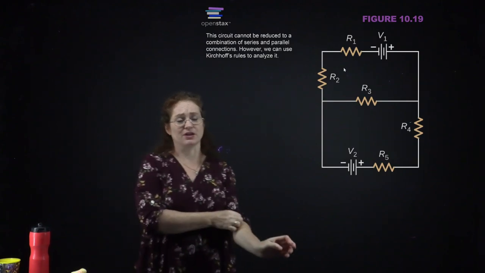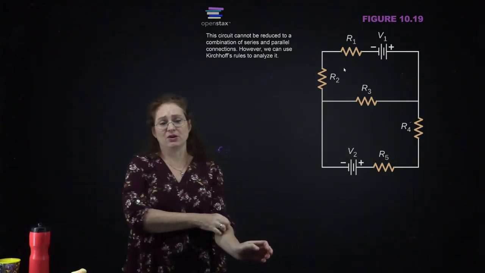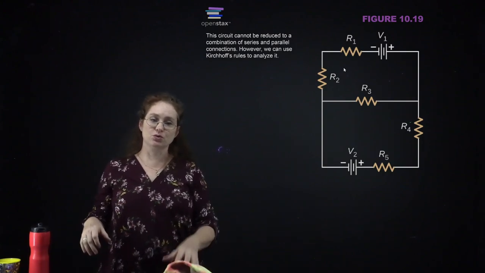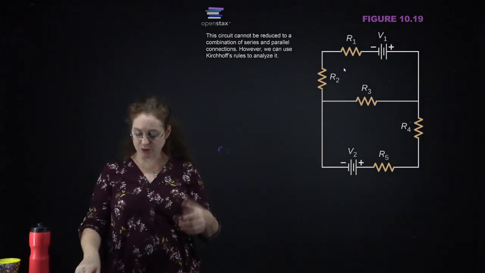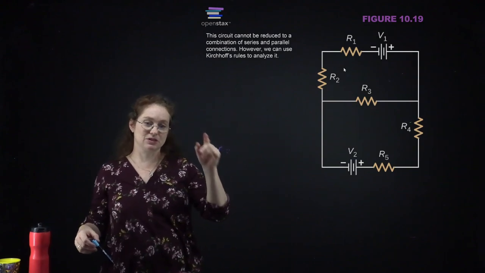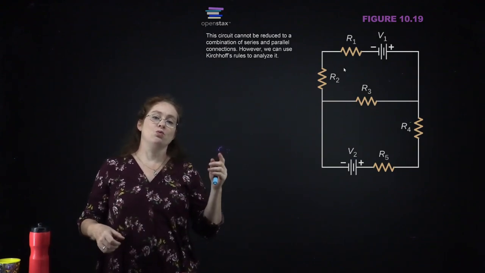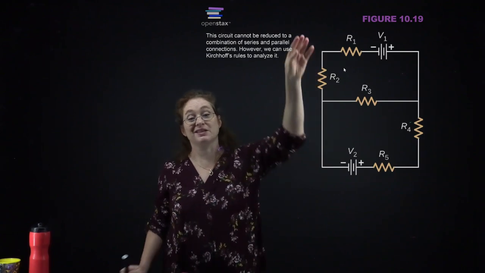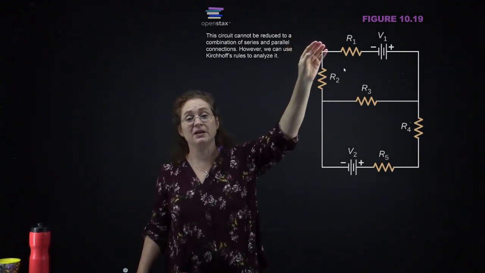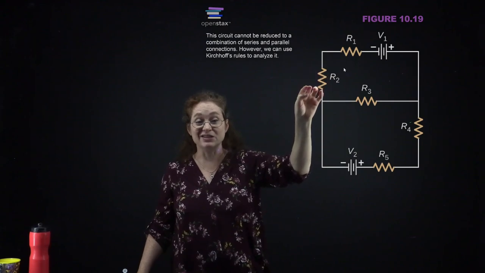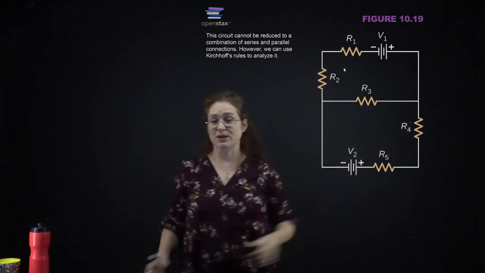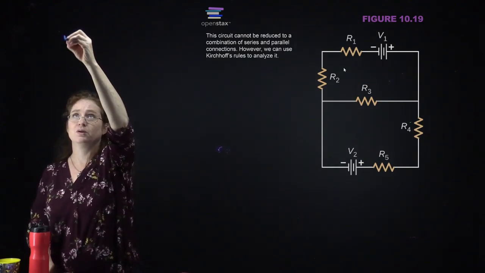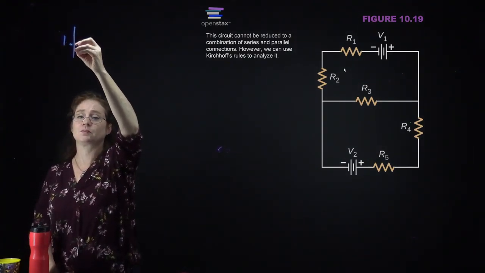This is a circuit that we cannot figure out. We don't have the tools to identify what to combine all the circuit elements. There are things that we can combine. So we can combine these two elements and those two elements. I'm going to just redraw that circuit so that we know what that would look like.